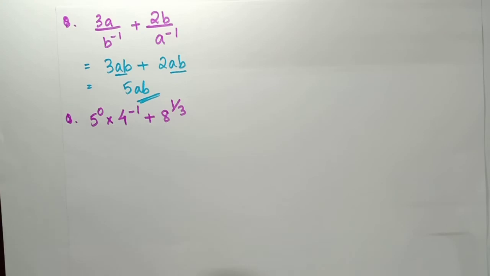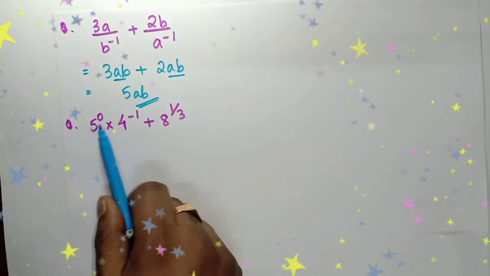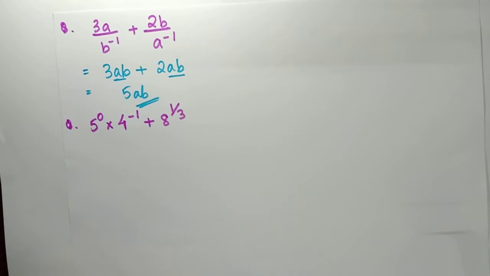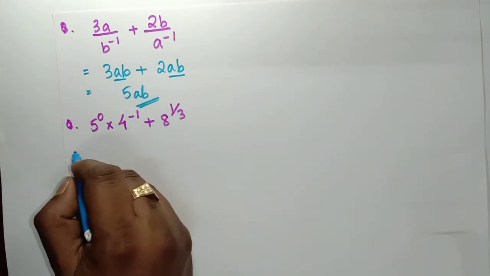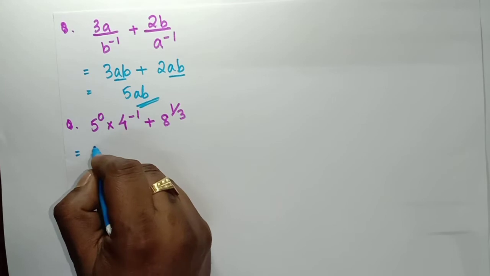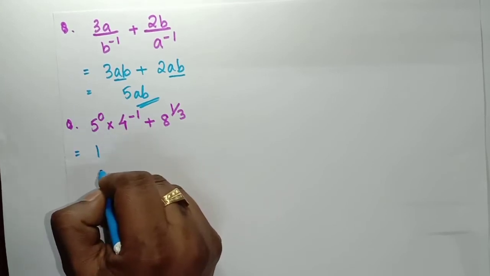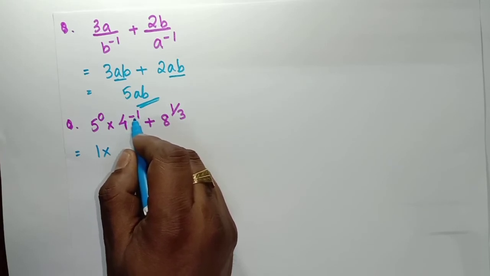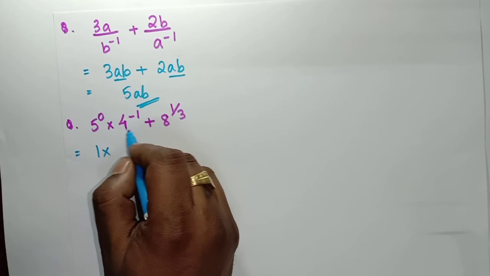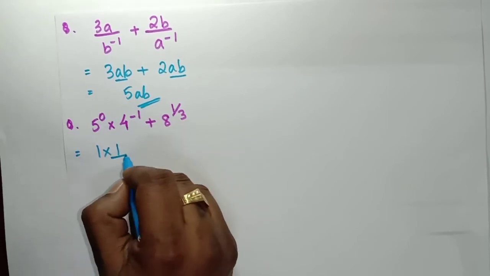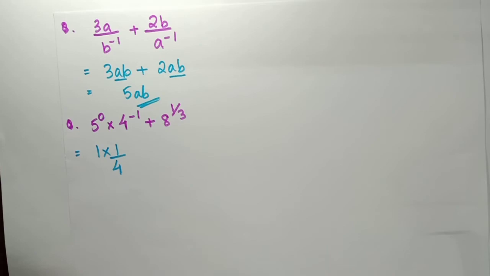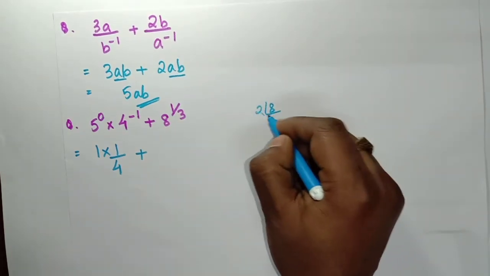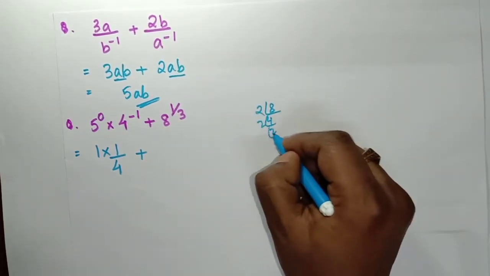So here we have another question. You can see the question says 5 to the 0 into 4 inverse plus 8 to the power 1 by 3. We have already discussed the rule: anything to the power 0 is always 1. So this 5 to the 0 I can write as 1 directly, into 4 to the power minus 1. So I have to make it positive, so the numerator will go to the denominator: 1 by 4 plus. Now you can see here you have 8 cube. So 8, what can I write? 8, 2 4s are 8, 2 2s are 4, 2 1s are 2.